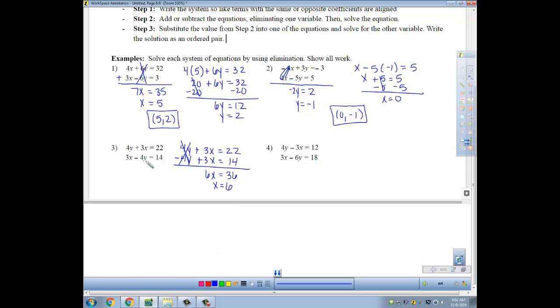So from there, again, pick whichever equation you want to plug it into. You can even plug it into one of your new equations, doesn't matter. So I'm going to just pick the first one. So we have 4y plus 3 times my x, which was 6, equals 22. So 4y plus 3 times 6 is 18. Subtract 18 from both sides. Get 4y equals 4, so y equals 1. So our coordinate would be 6, 1.